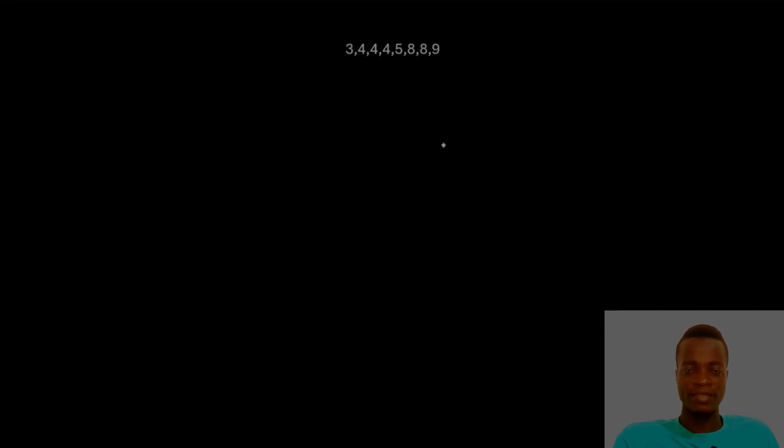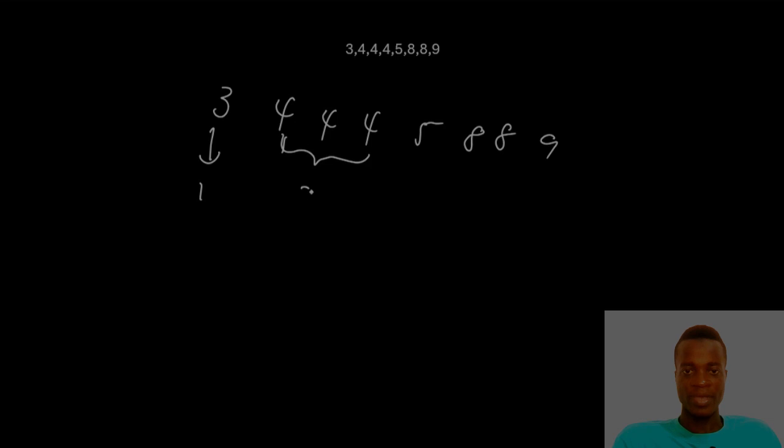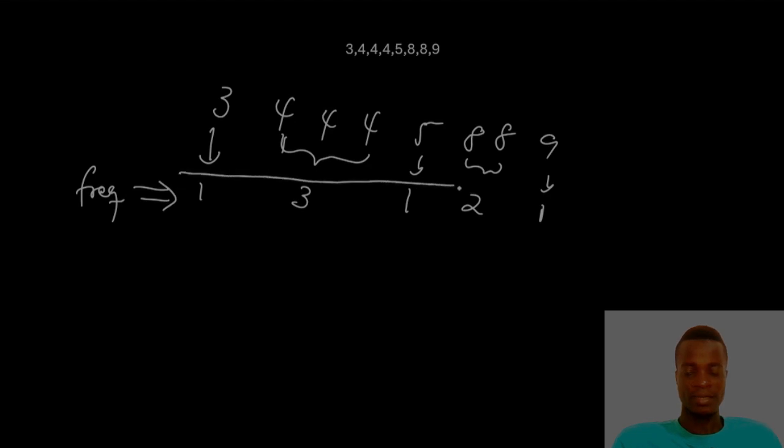So in this case, we have 3, 3, 4, 4, 4, 5, 8, 8, 9. So let's see. 3 appears once. 4 appears, I can see that appears 3 times. 5 appears once. And then 8 appears 2 times. 9 appears once. So the appearance is what we have called as frequency. And they are the one that are in this region. So the count for each. So we have for 3, you have 1.